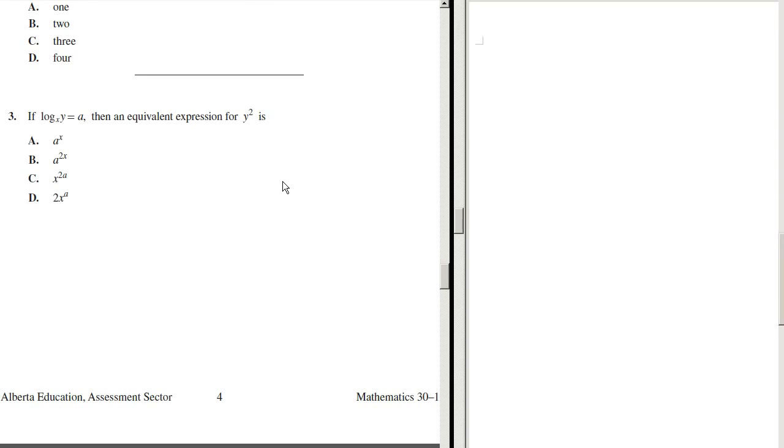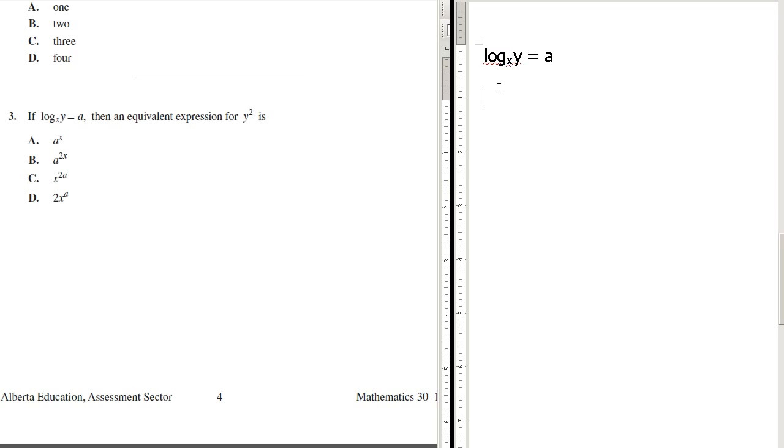If log base x of y equals a, then the equivalent expression for y squared is... Alright, so how do we deal with this? Anytime we have log base x, what we want to do is raise this expression to an exponent with base x, and that's how you cancel out the log. So this log base x is going to go away, and it's simply y on the left side, and on the right side a becomes an exponent with the base being x, so this becomes x to the power of a.